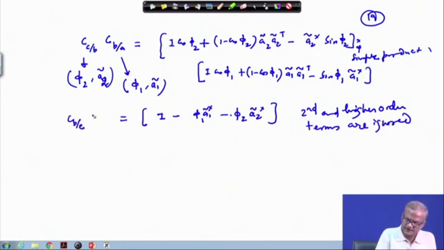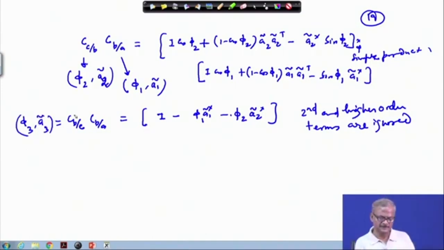So, this is C_BE times C_BA, which means this is the equivalent rotation equal to phi 3 about a certain vector, say A3 tilde. Already we have discussed all these things. If we look at this part, once we have ignored the second order terms, there are no terms like A1 cross times A2 cross. Those are non-commutative terms. Here there are as such no such terms.